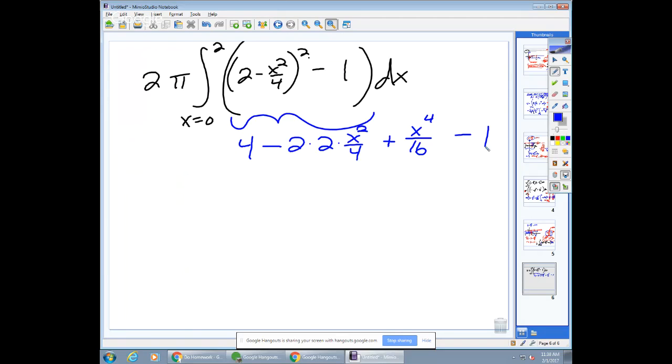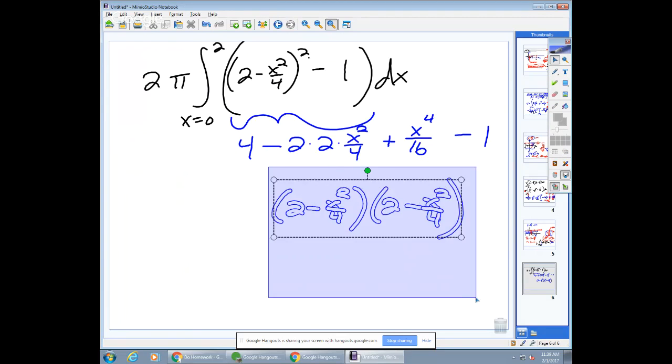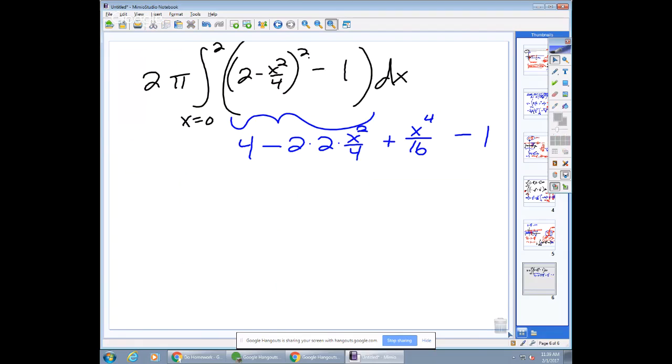And this is where I might want to, on a side piece of paper, like I'm kind of pulling this out, if that part seems confusing, actually write out 2 minus x squared over 4 times 2 minus x squared over 4, and then carefully distribute just to make sure. Okay, so I kind of thought that in my head and wrote down that blue stuff above. So I'm going to pull this out for now. Okay, how does that clean up? 4 minus 1 is 3.